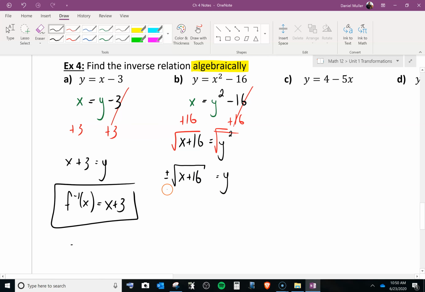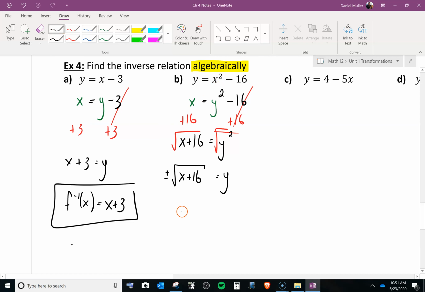So y equals the square root of x plus 16. If you think about it, this says whatever number you choose, square it, and then minus 16. And then what we're saying here is, we'll take that number, add the 16, and then root it. So it undoes it. The last thing we did was minus 16, so the first thing we'll do is add the 16 to undo that, and then we'll square root to get rid of the square.